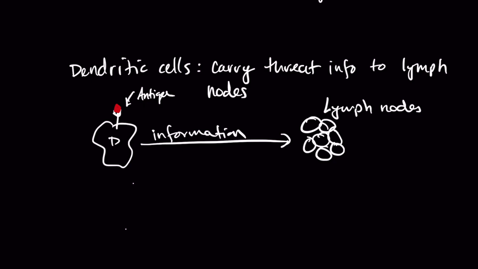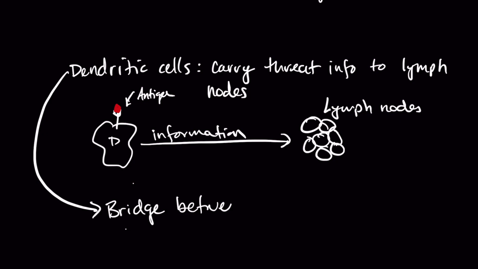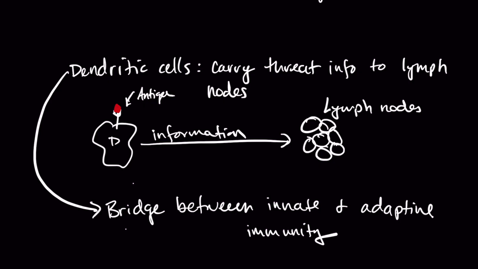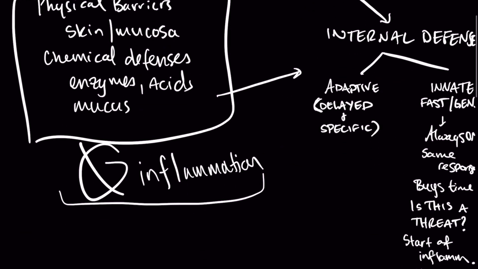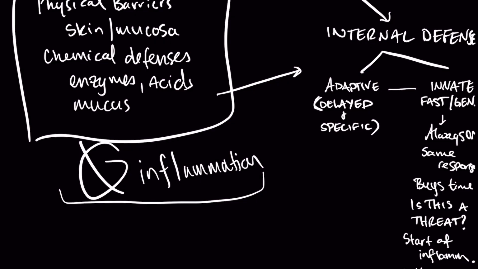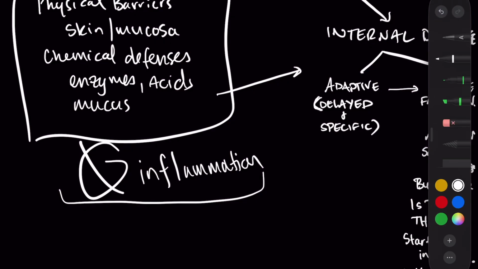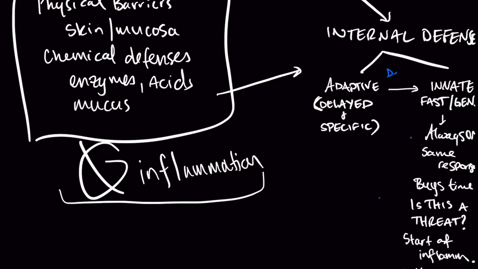And so the key thing to remember here is this is our bridge between our innate and adaptive immunity. Okay, and I'm just going to go back up here and draw a little line, the little bridge between our innate and adaptive immunity, is going to be our dendritic cells.